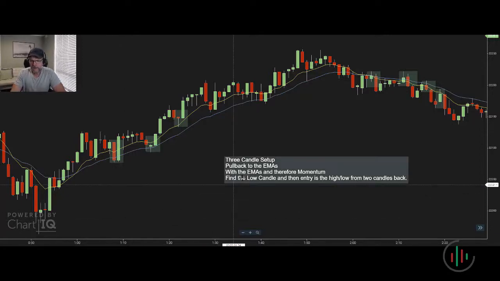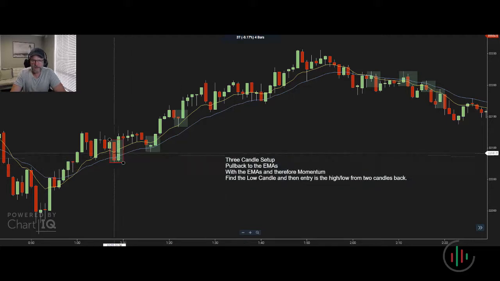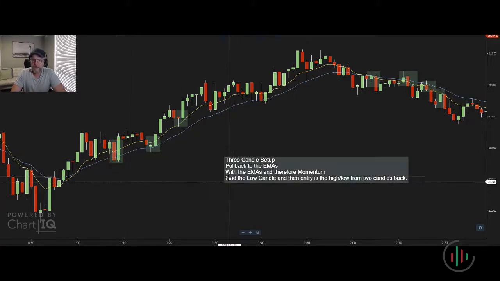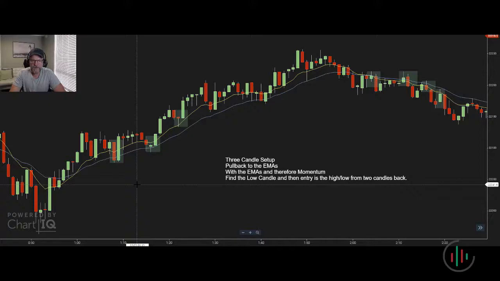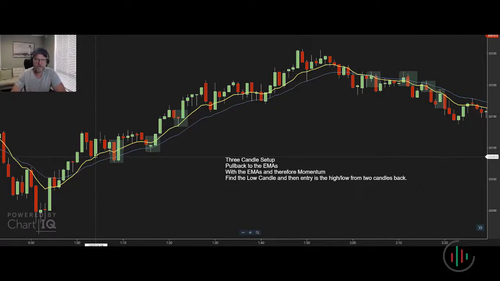So, 3 candle setup, pullback to the EMAs, the exponential moving averages. You want to be buying when the EMAs are up and selling when the EMAs are down. So we've got the 10 below the 50 for the sell, and the 10 above the 50 for buys. You're looking for that pullback to the EMAs. You want to find the low candle on the pullback. For example, if you're looking at this candle here, that's the low candle. And what you're trying to do is count 2 candles back for the entry.